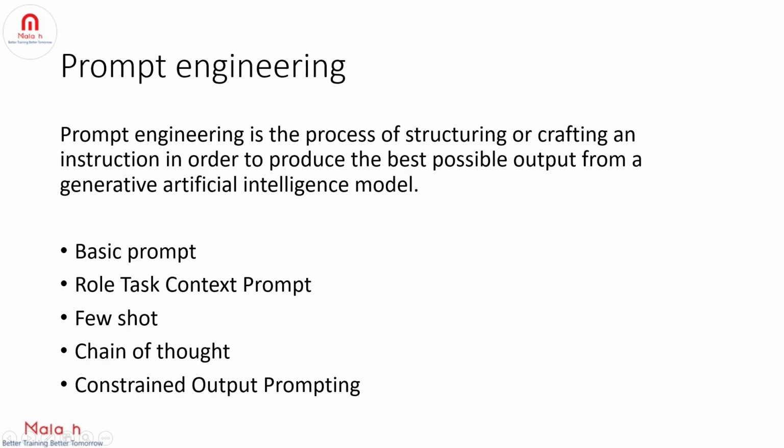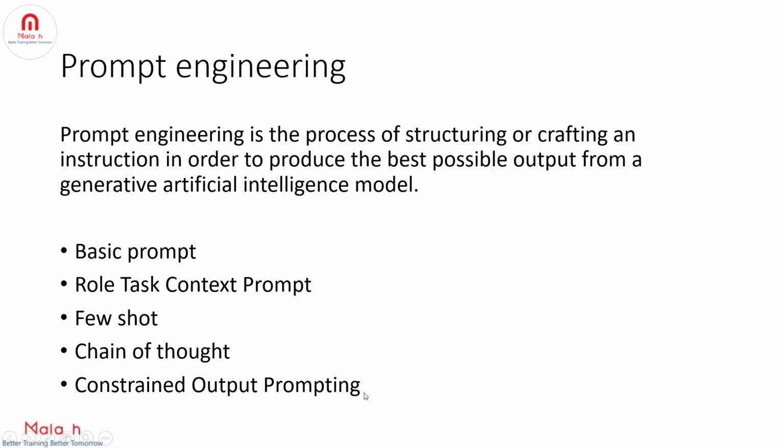Right? So before you start building any generative AI RAG application, first you need to know what methods we have to ask the question in the right format. That is, provide the right context to the LLM so the LLM can understand better and predict accurate results for us. So we will cover these prompt engineering techniques: basic prompt, role, task, context prompt, few shot, chain of thought, constrained output prompting, right?